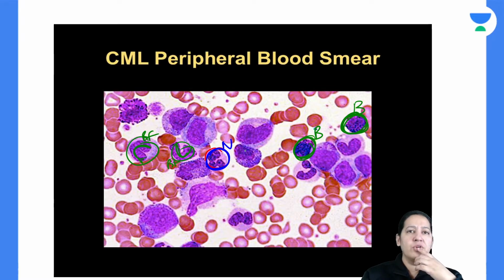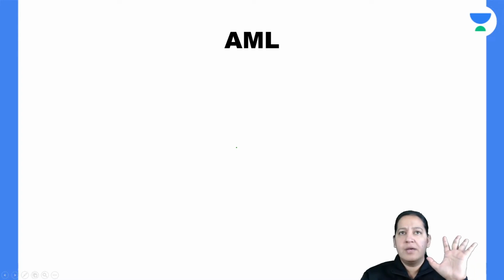Maybe eosinophil is not shown here. So of course it is an image of, again, CML. Let me come on AML.